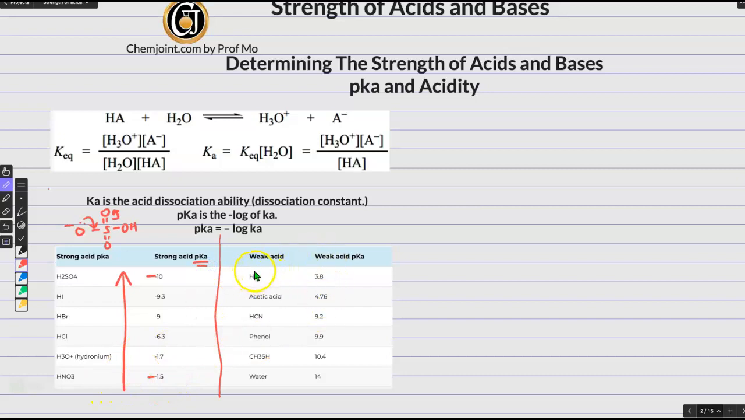These acids right here, they have higher pKa. They are weak acids. They ionize partially. See, acetic acid is right here. We just talked about it. It partially ionizes. So will HF, HCN, phenol, thiol, and water. Those are very weak acids. That's a table just showing examples of strong and weak acids based on pKa values.